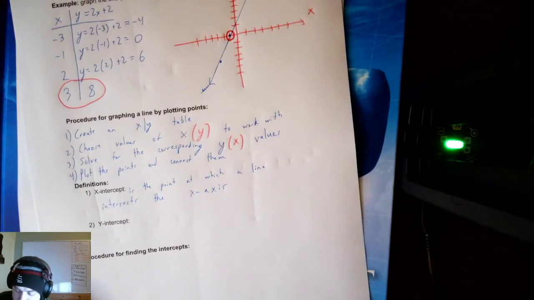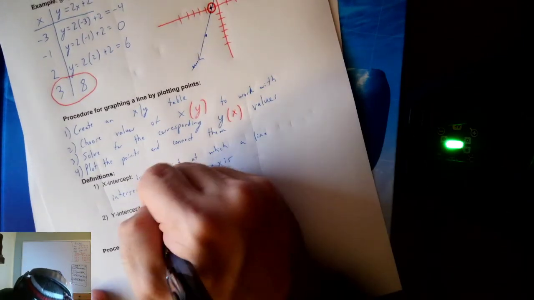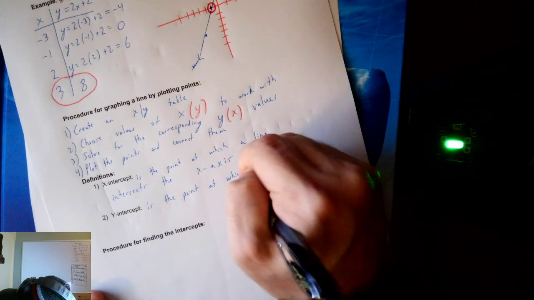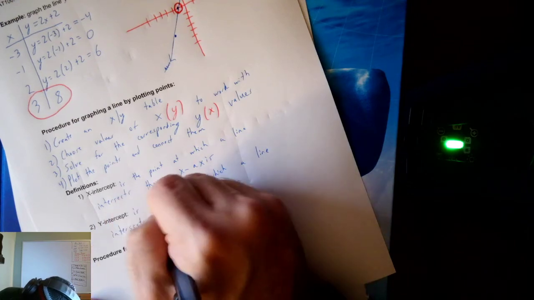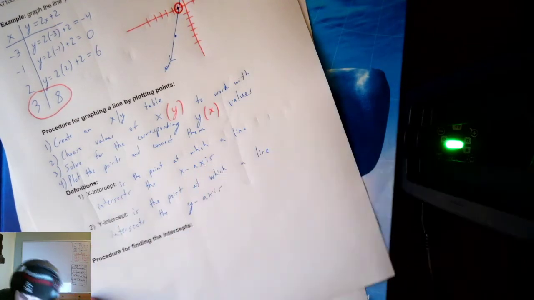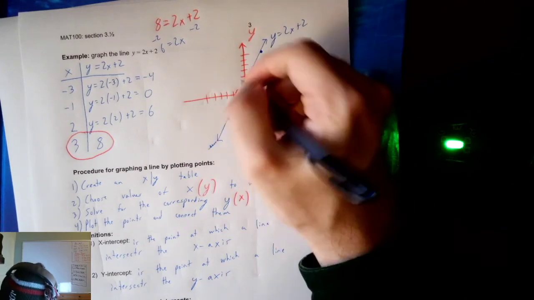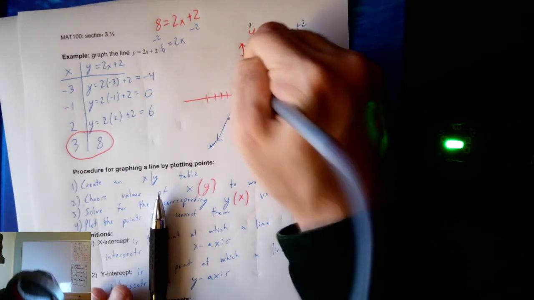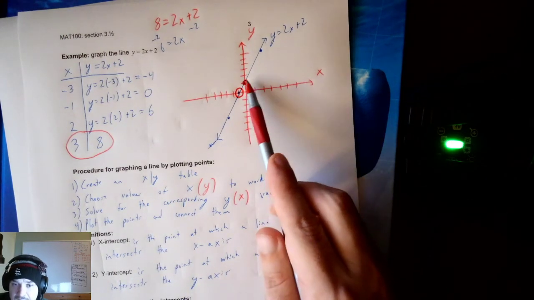Now, the y-intercept is going to say all of the same things, but I'm going to change it to y-axis. The y-intercept is the point at which a line intersects the y-axis. So in my example up here, I didn't actually have the point, but it would be right here. So I'm going to put a dot with my red marker. It would be somewhere right about there, right? That would be the y-intercept. That's where our graph crosses the y-axis.